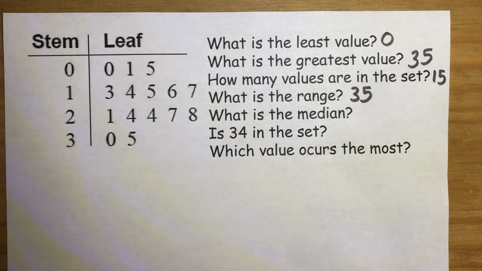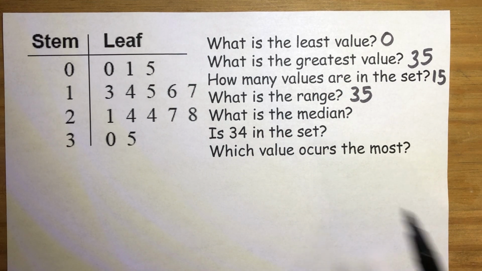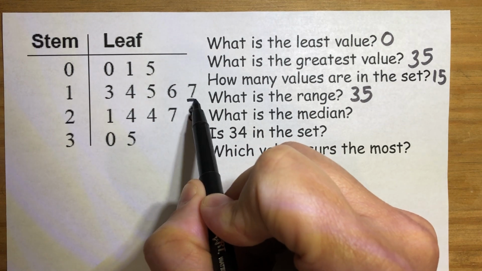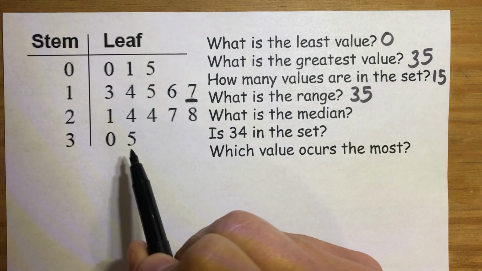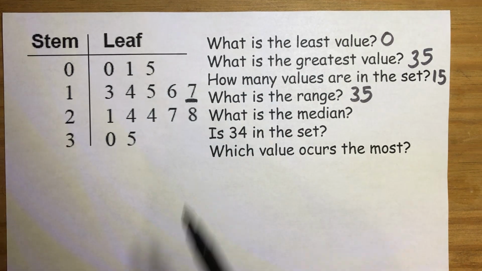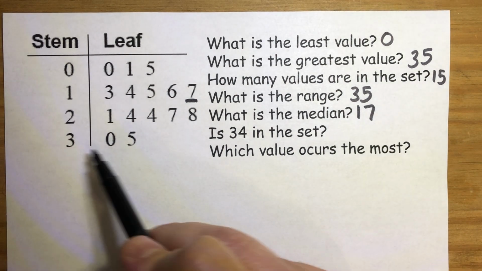What is the median? Now wait a minute. If there's 15 numbers in the set, that means the 8th number will be my median. So 1, 2, 3, 4, 5, 6, 7, 8. There's my 8th number. Just in case, I'll count backwards too. 1, 2, 3, 4, 5, 6, 7, 8. So the median's not 7 though. It's 17. Is 34 in the set? Let me check. Nope.